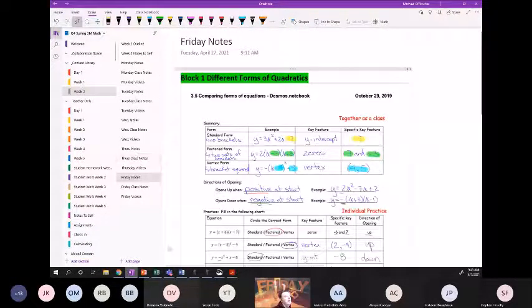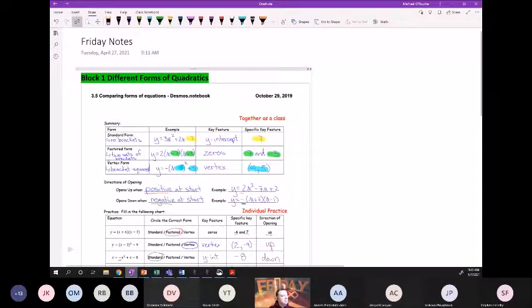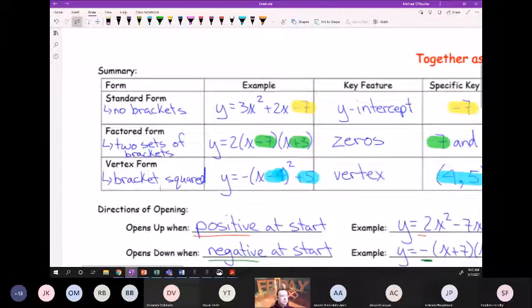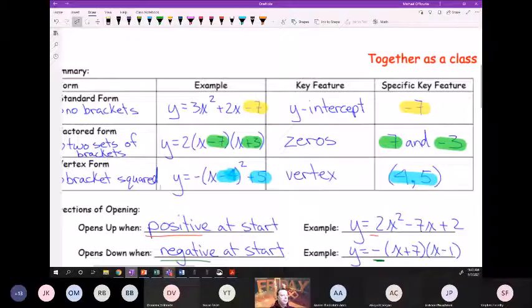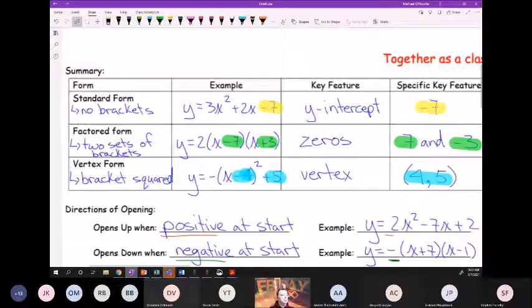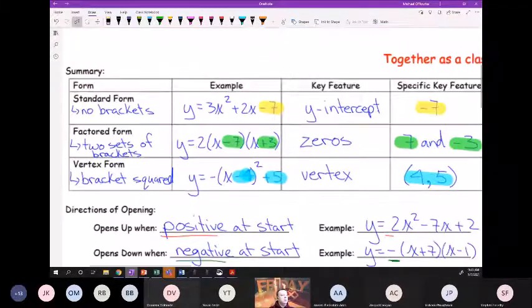All right, let's write down that last one. So remember, vertex form has brackets that are squared, and it gives us our vertex.